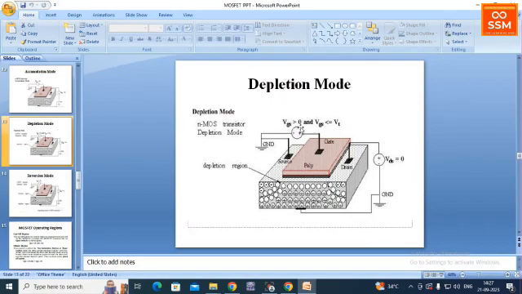here the gate source voltage is going to be greater than 0, but it is provided somewhat less than threshold voltage. So what this threshold voltage denotes is the minimum voltage required for this MOSFET to conduct. That is the limit, threshold voltage. So if you provide a gate source voltage which is less than threshold voltage, this MOSFET is going to operate in the depletion mode.